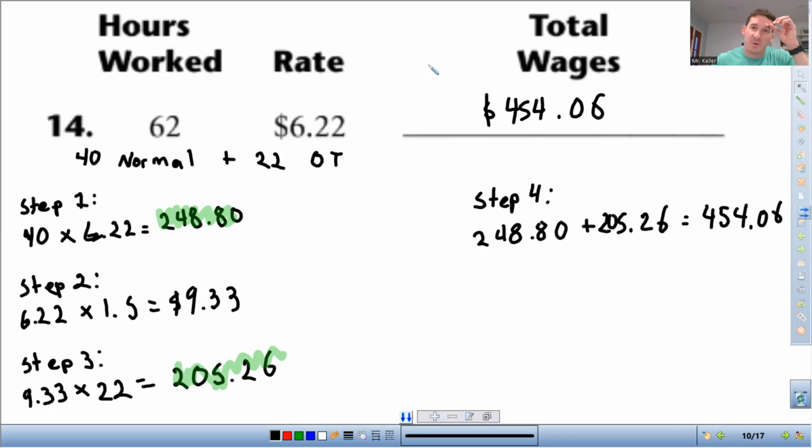Now do it for overtime wages. Next time we're going to talk about time cards.